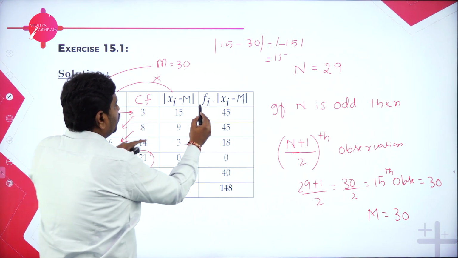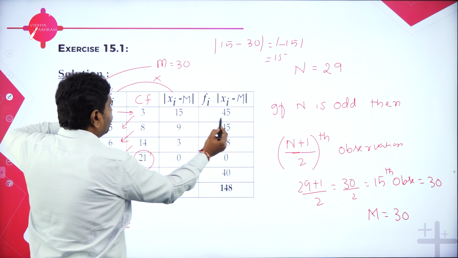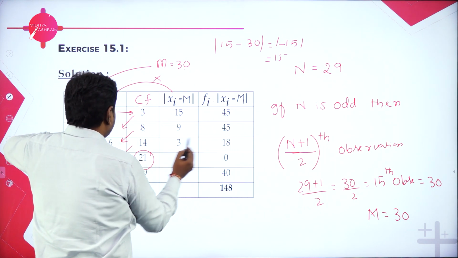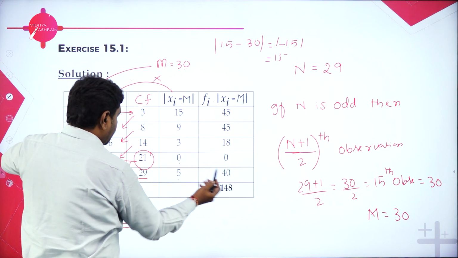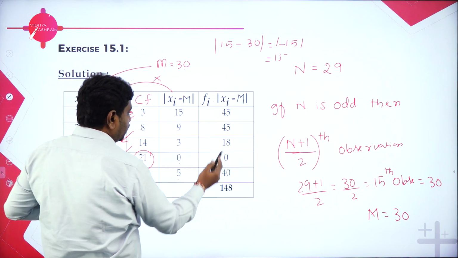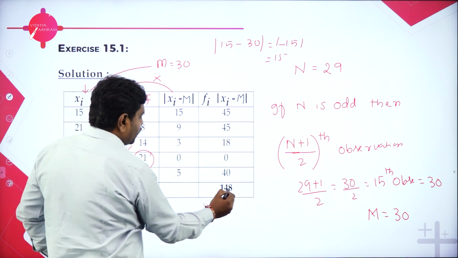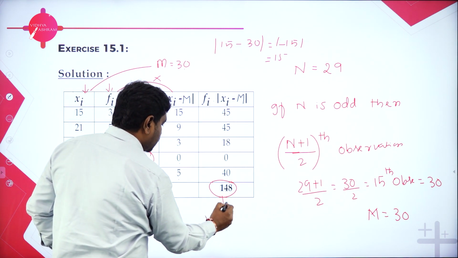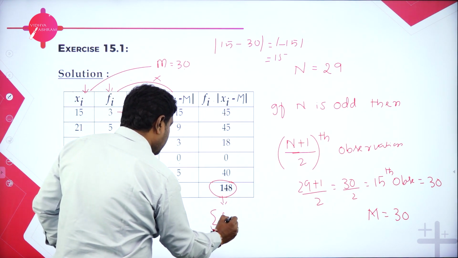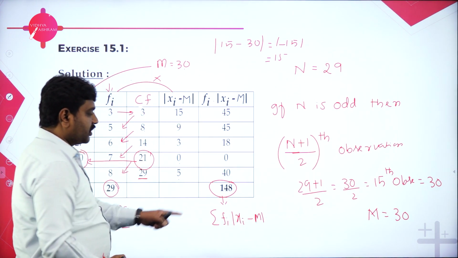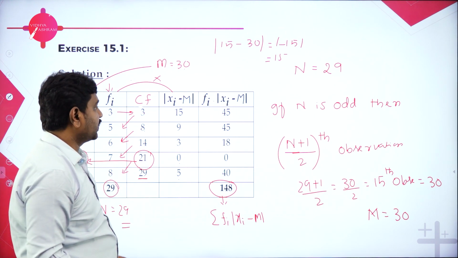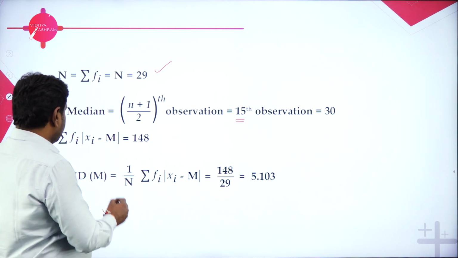If you multiply fi into modulus of xi minus m: 3 into 15, 45, and 5 into 9, 45, 6 3s are 18, 7 zeros are 0, 8 5s are 40, and 8 5s are 40. You fill this. Now you add all this. When you add all this, you'll get 148. This is called sigma fi modulus of xi minus m. So now we got the summation. Summation is what? 148.